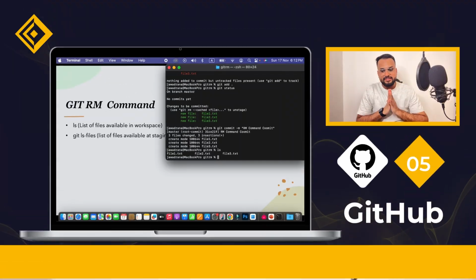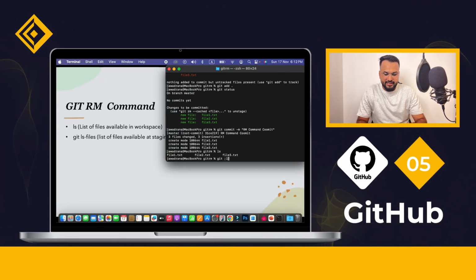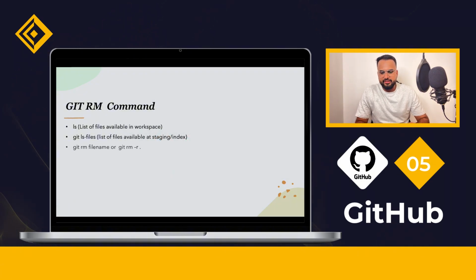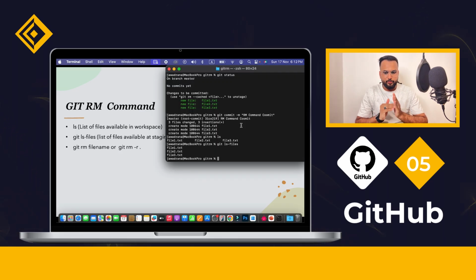So ls we had checked. Now how we can check the files available inside the staging area, that is git ls-files. If we put enter after this command, we will see the list of files that are available inside our staging area. So let's say we have a requirement to remove the files from where?